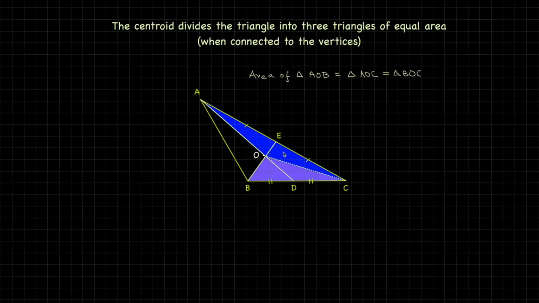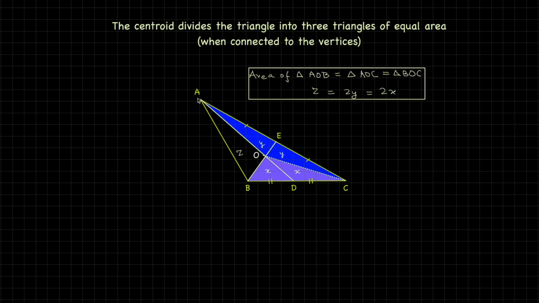And the same thing applies for triangle AOC and median OE. The two purple triangles have the same area. I'm going to call that area X. And the two blue triangles have the same area, which I'm going to call Y. Area of triangle AOB is Z, and we want to prove that Z is equal to area of triangle AOC, which is 2Y, and also equal to area of triangle BOC, which is 2X.